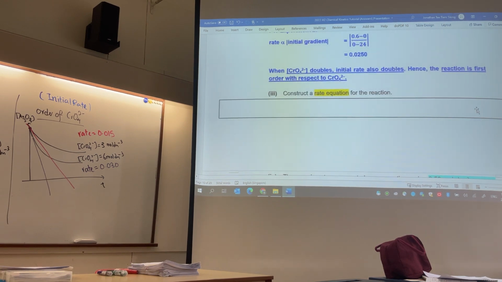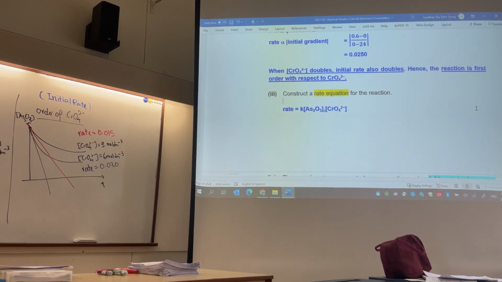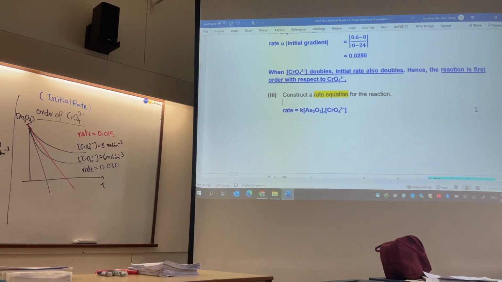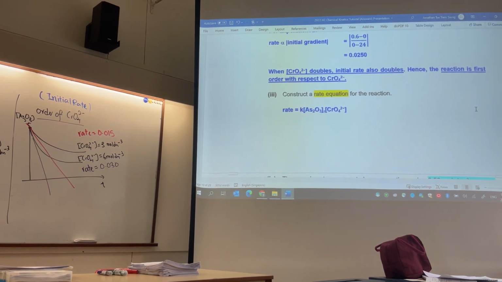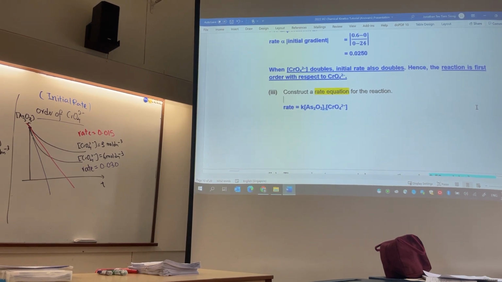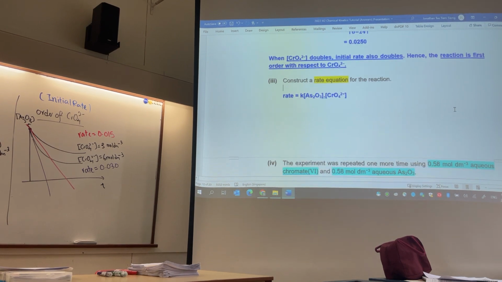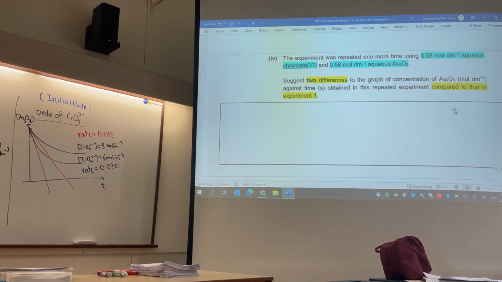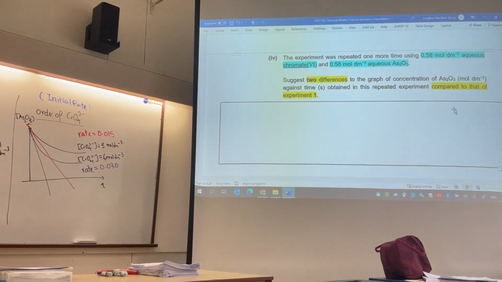Alright, let's move on. The rate equation is first order with respect to both reactants. It's first order with respect to As2O3. It's also first order with respect to CrO4 2-, as we have found out in the previous two parts of the question. This one is very important. It's not that easy, but I need you to pay attention over here.